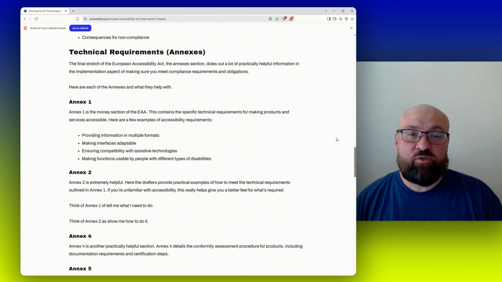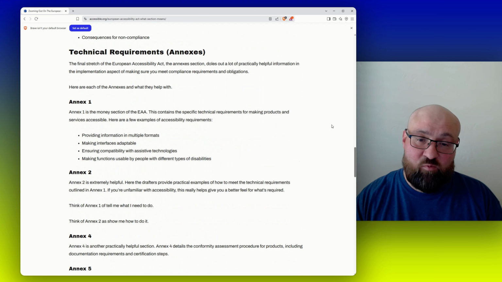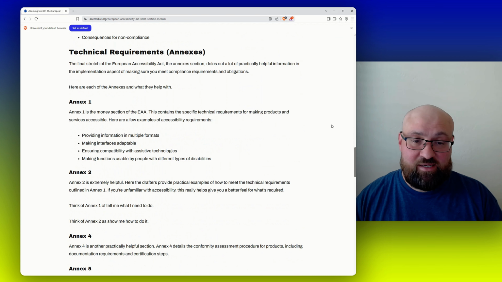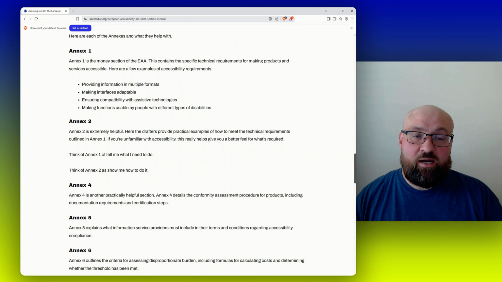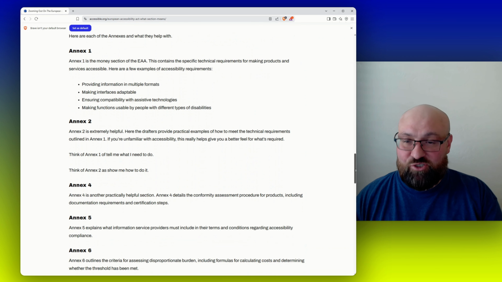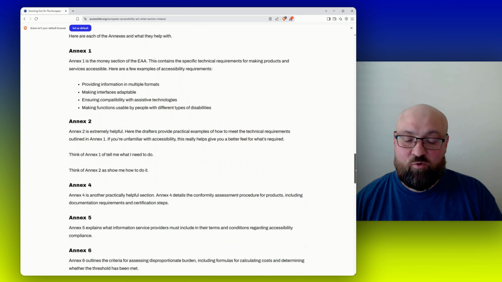And then now we get to the technical requirements, so the annexes section. And so I talked about in Annex 1, here we have the technical requirements for making products and services accessible. And then we are given a few examples. In Annex 2, here we have practical examples to help you understand how to meet the technical requirements. This is just as important as Annex 1 because it really helps give you practical guidance on what these technical requirements are asking for. So this is very, very helpful.